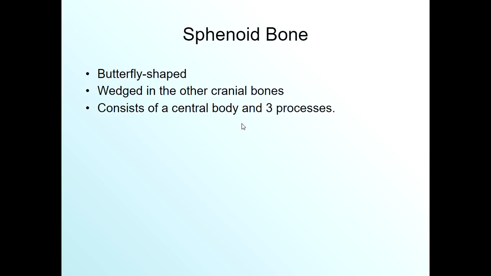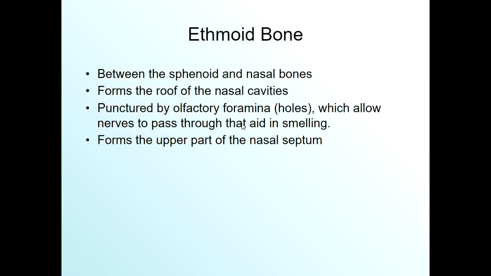So the sphenoid bone is a butterfly-shaped bone, and it's literally just wedged into the cranial bones. It has a central body and 3 processes. The sphenoid bone is kind of complicated, but when you look at the diagrams that you're coloring, you'll be able to see it because you'll color it a specific color and it's labeled. The ethmoid bone is between the sphenoid and nasal bones. It forms the roof of your nasal cavities. There are little holes so that your nerves can pass through so that you can smell. And also the very top part of your nasal septum is your ethmoid bone.